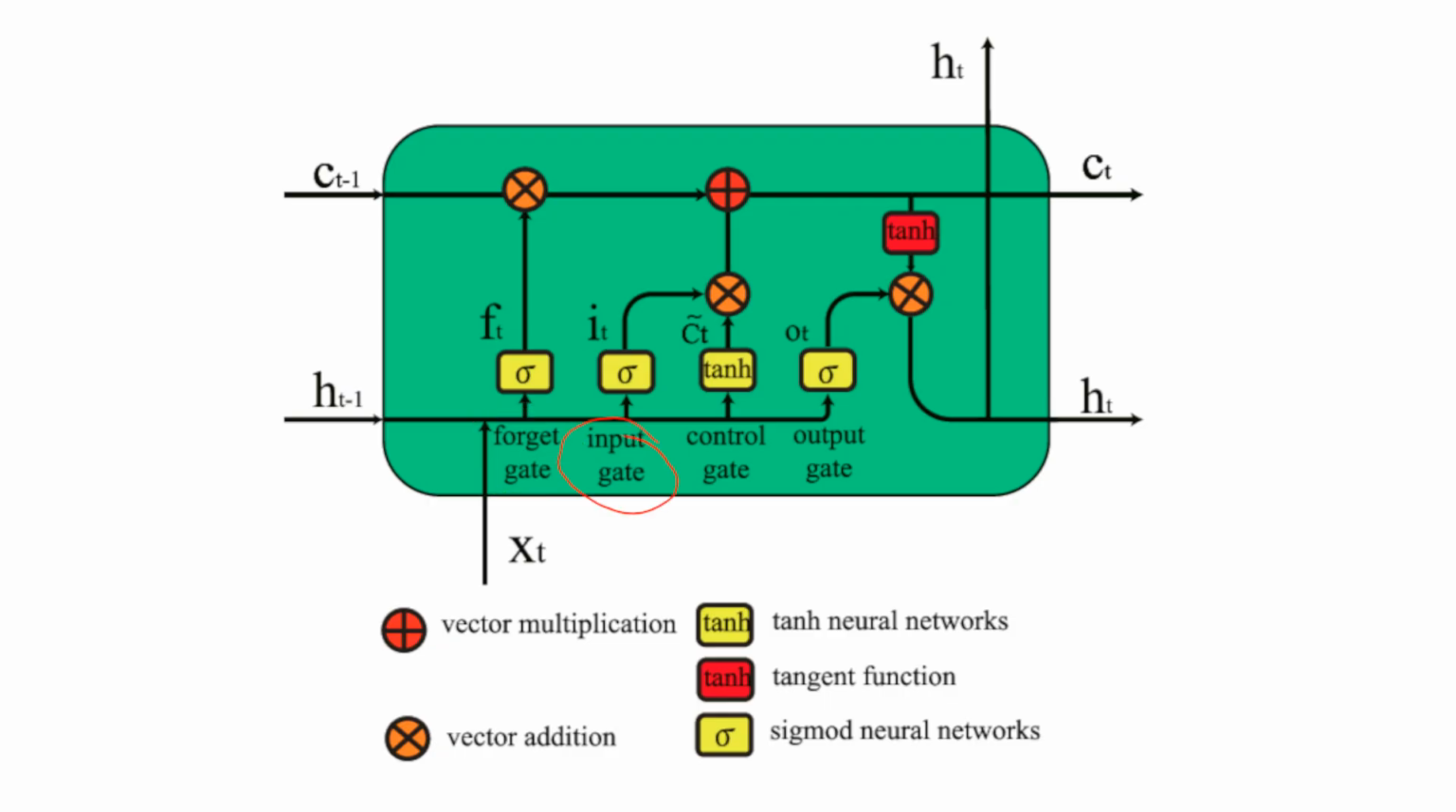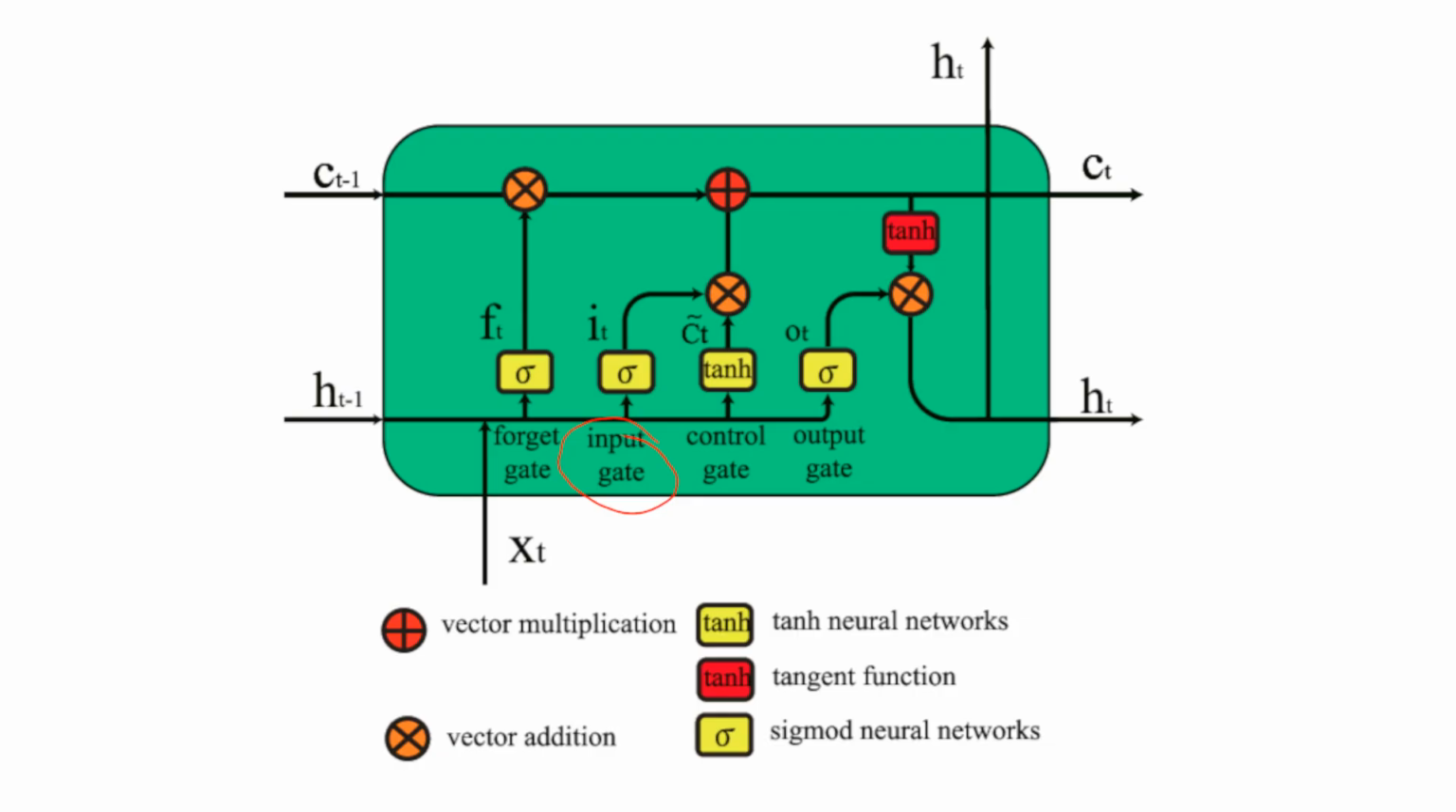The third is the input gate. This gate decides what new information to store in the cell state. It has two parts: an input gate layer, which decides which values will update, and a tanh layer that creates a vector of new candidate values that could be added to the state. Imagine you're learning a new language. The input gate decides which new words and grammar rules are important enough to remember.